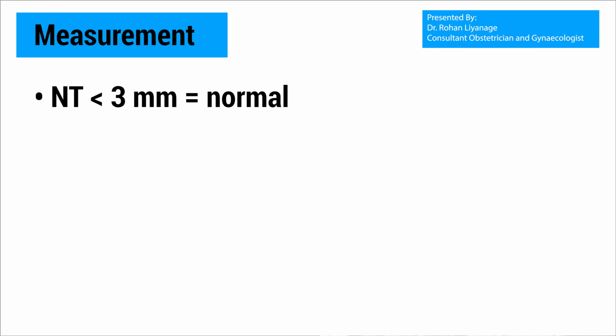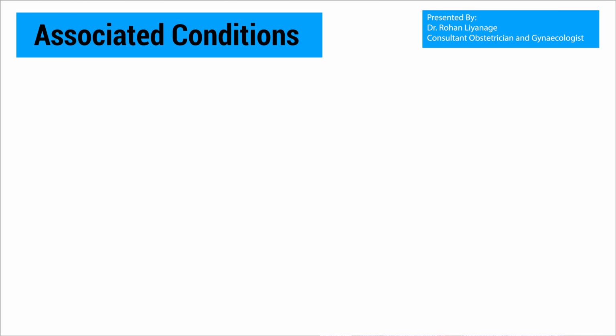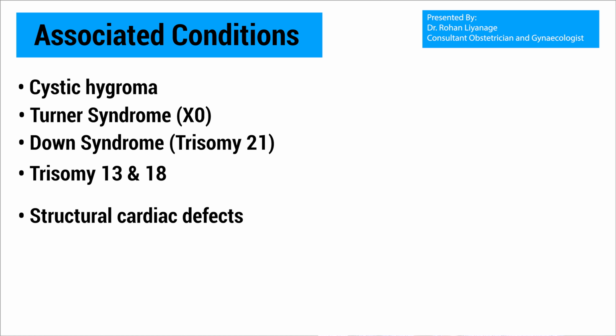So the normal measurement has to be less than 3 millimeters. If the NT is less than 3 millimeters, that is normal. If the NT is more than 3 millimeters, that is abnormal. So we should know what are the associated conditions with abnormal NT, that is the increased NT. Cystic hygroma, Turner syndrome, trisomy 13, 18, Down syndrome, structural cardiac defects and twin transfusion syndrome, we get these increased NT.